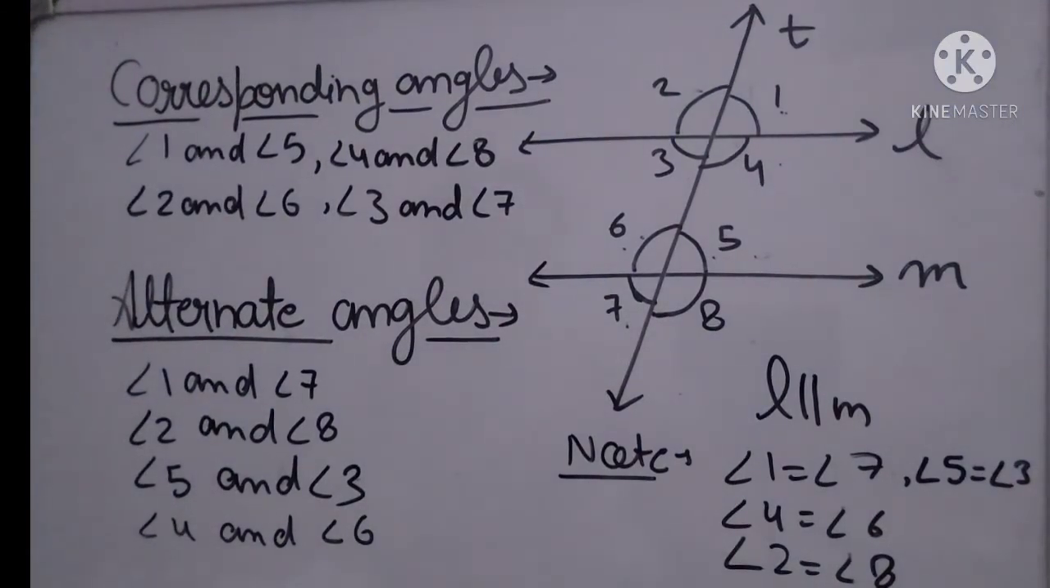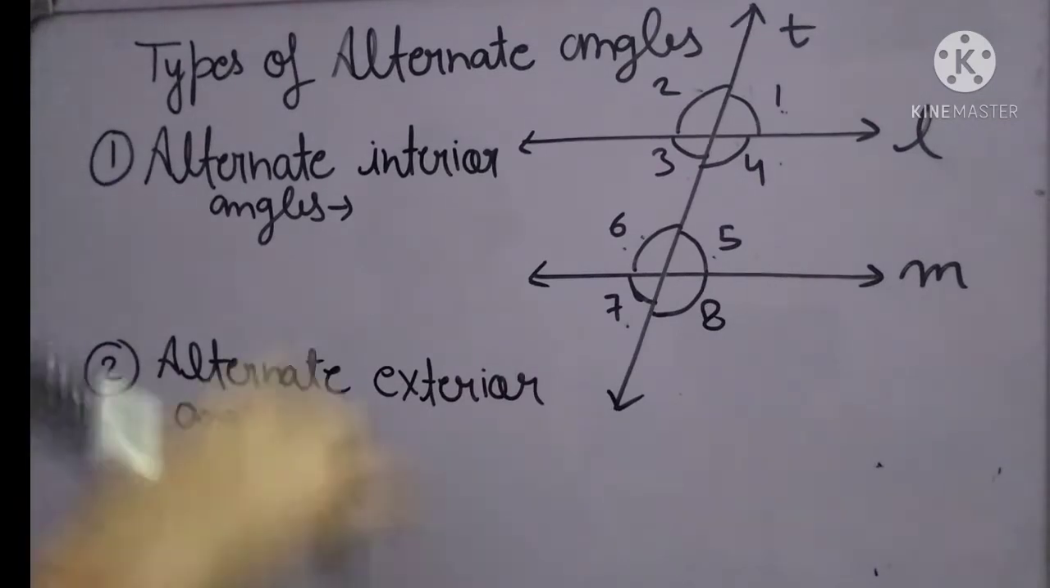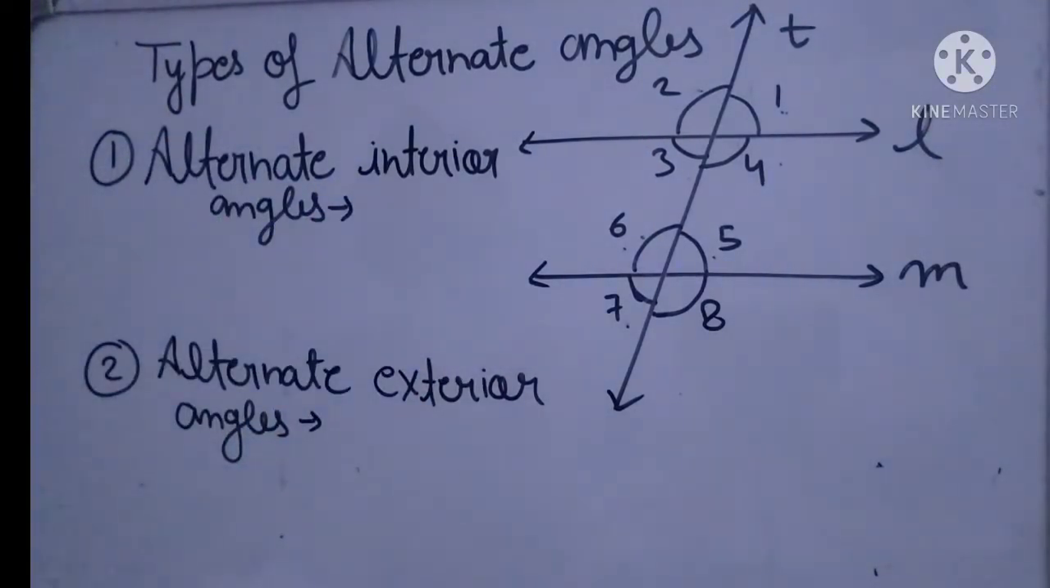Now move on to the next, types of alternate angles. Now we discuss how many types of alternate angles we have. So students, alternate angles are of two types. The first one is alternate interior angles and the second one is alternate exterior angles. Now we discuss what are alternate interior angles.